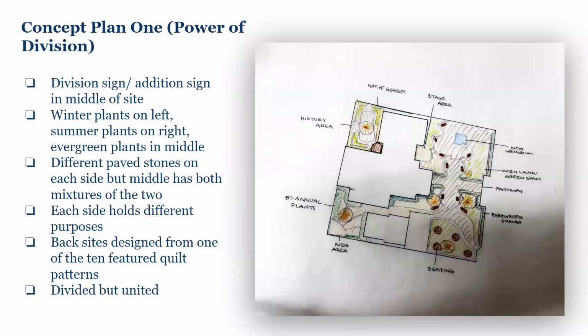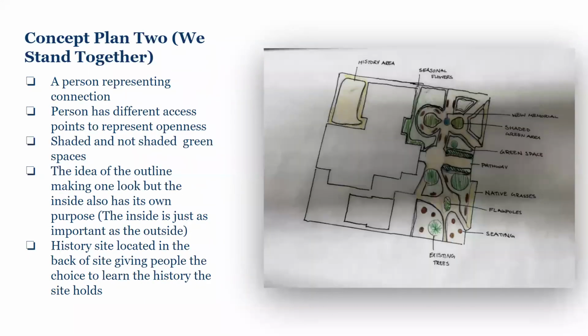Looking at my first concept that went along with Power Division, I have the addition and division symbol in the middle, and it breaks into some seating areas. There's a history site and a kids' space, and this design is based on the quilt patterns that Warrenton is famous for. For the We Stand Together concept, I have a person, because we are people, and it has a lot of entryways that represent openness and connectivity. There's a history area, but this design does not feature a kids' site.